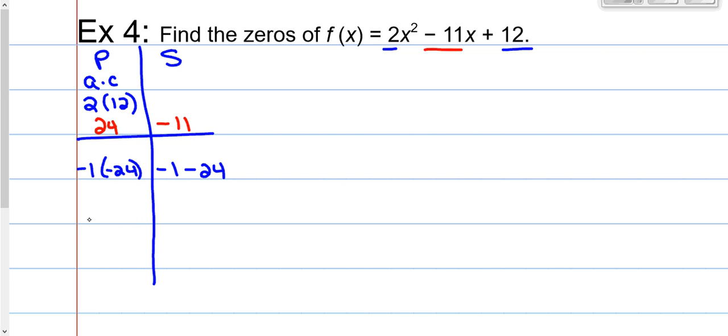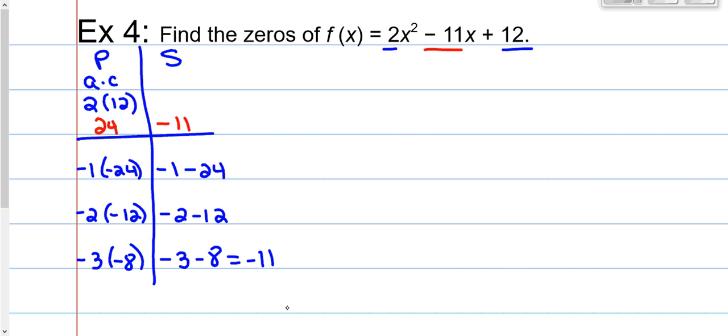2 goes into 24, so let's try negative 2 times negative 12. Well, that would be negative 2 minus 12. Again, that's not 11. 3 goes into 24, so let's try negative 3 times negative 8. And that means over here we would have negative 3 minus 8. Well, let's see, 8, 9, 10, 11. There we are. Negative 3 minus 8 is negative 11. So those are the factors that we are going to use.